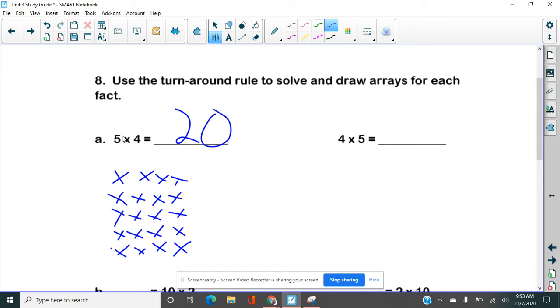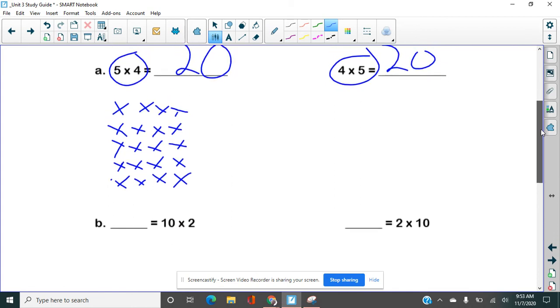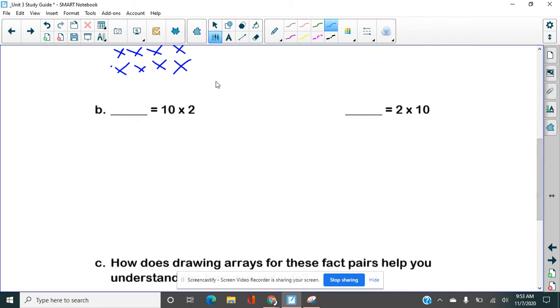So if you know that 5 times 4 equals 20, then you also know that 4 times 5 equals 20, right? Turnaround rule. With multiplication, it doesn't matter which number is first. That's also true about addition, but subtraction and division, it is not true. The order of the numbers in subtraction and division matters a lot. Okay, but not in multiplication. We have turnaround facts.